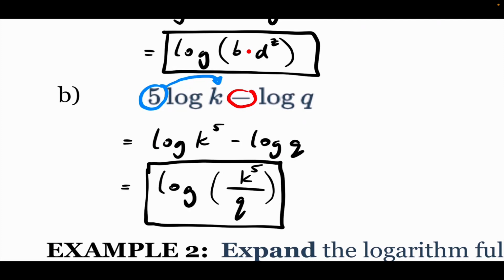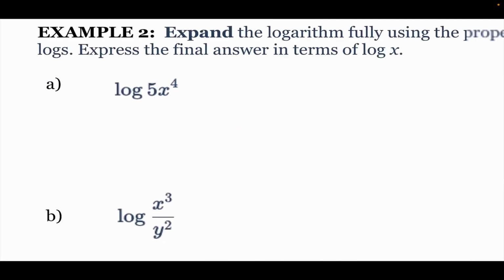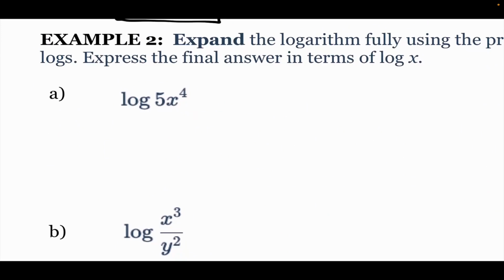Number two is the opposite. They're already condensed. Expand them. We're going to use the same properties. Now we're not starting on the left side. We're starting on the right side. So you're going to see multiplication. You're going to see division. You're going to see powers, right?